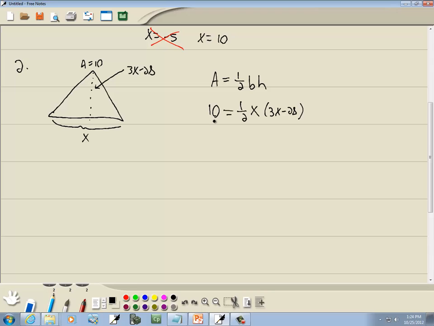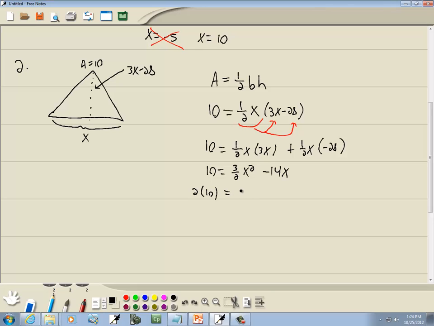Now when solving anything, we get rid of parentheses. So I'm going to take 1/2 x times 3x and times negative 28. So we got 1/2 x times 3x and 1/2 x times negative 28. Well, 1/2 times 3 gives you 3/2. X times x is x squared. And 1/2 times negative 28 gives you a negative 14 with an x. Now, we never want fractions, so we'll multiply everything by 2 to get rid of the fractions.